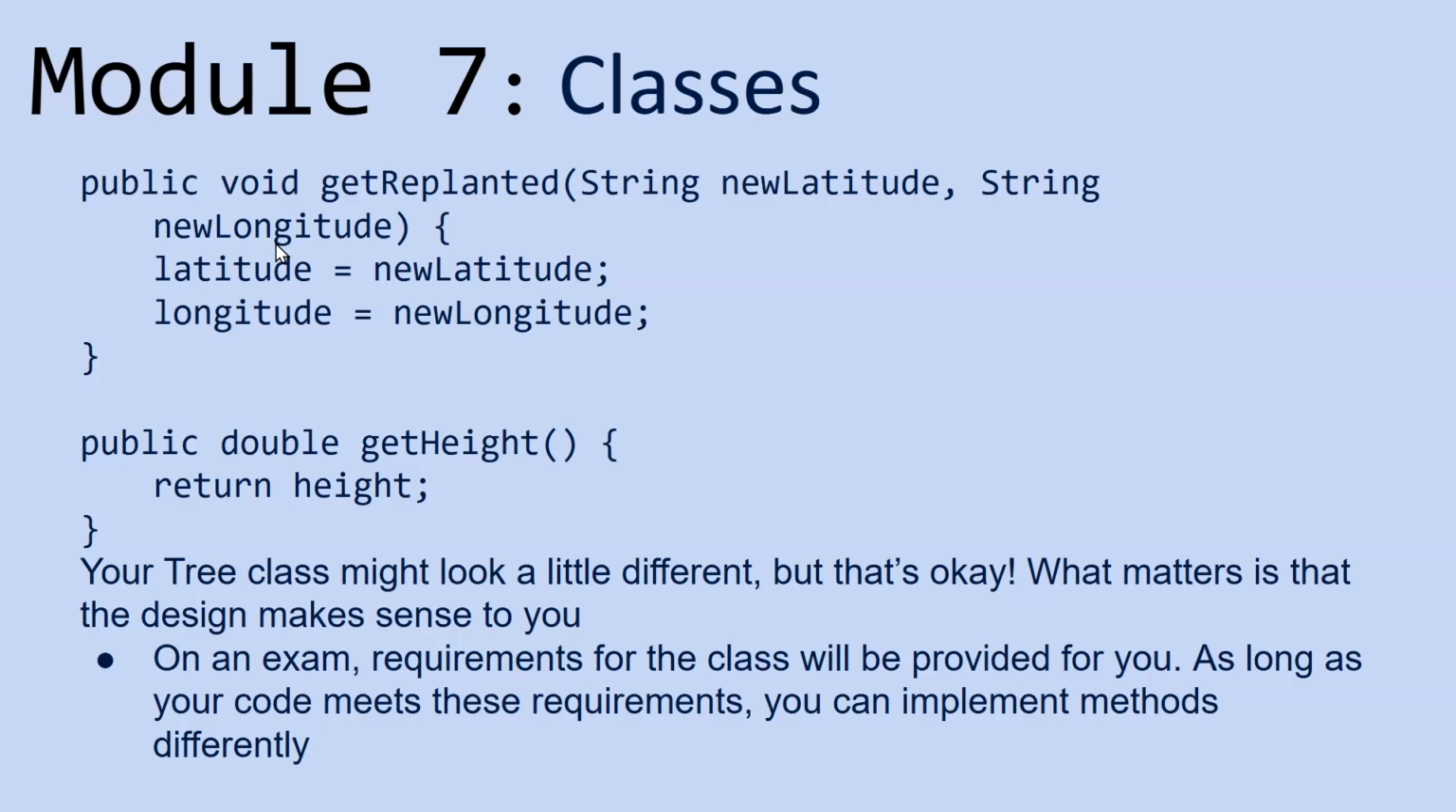As you can see later, we'll probably need more instance variables for our general tree class. Your tree class might look a little different, but that's okay. As long as your design makes sense for you, and especially if you have Java comments explaining what each method does and a little explanation about what each instance variable represents, you're totally good.